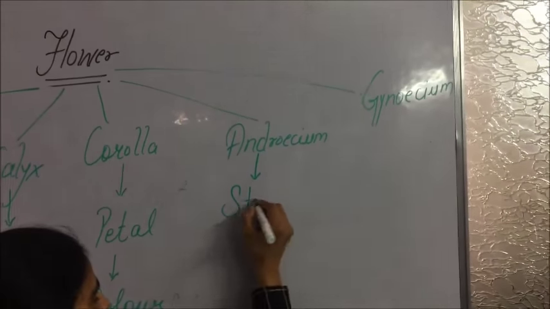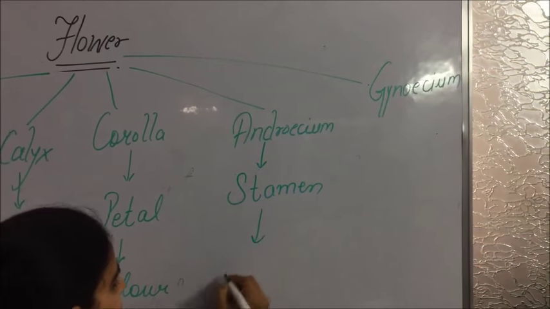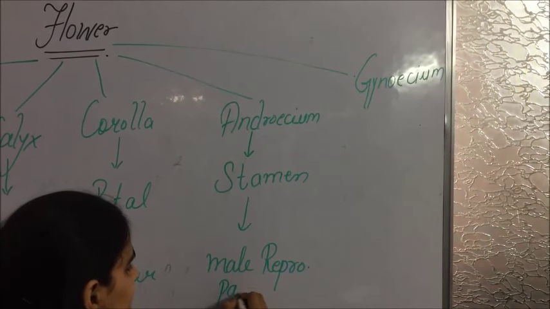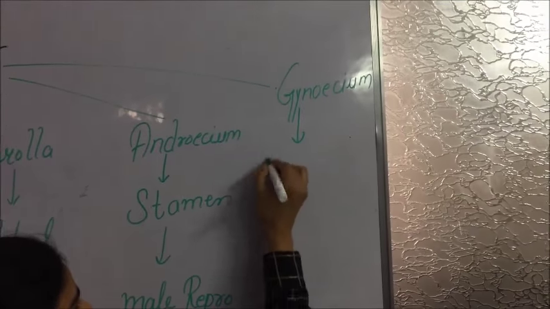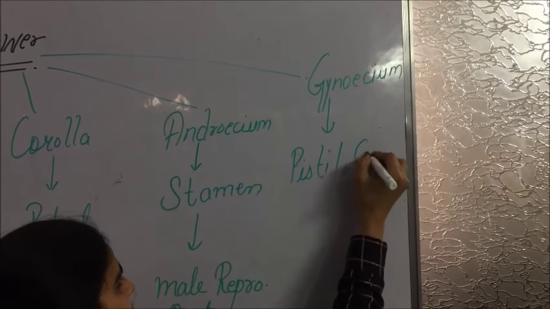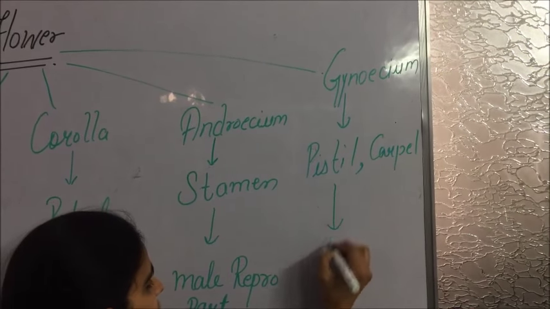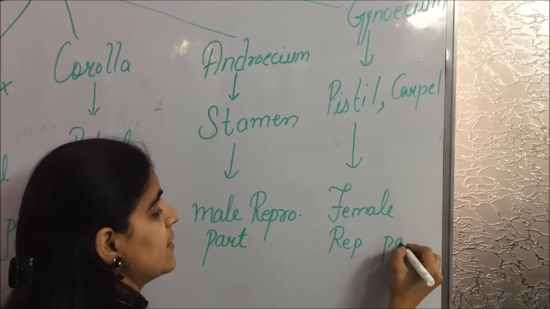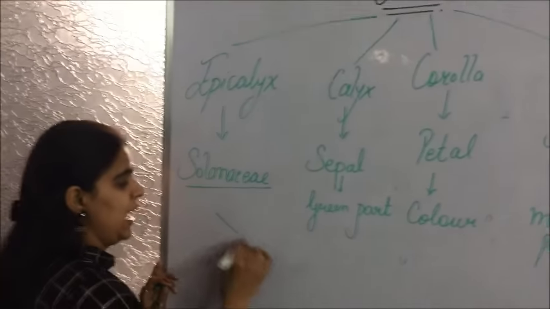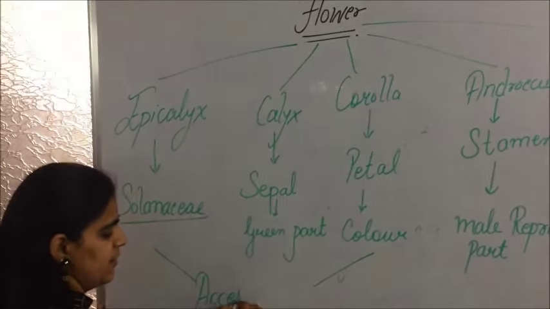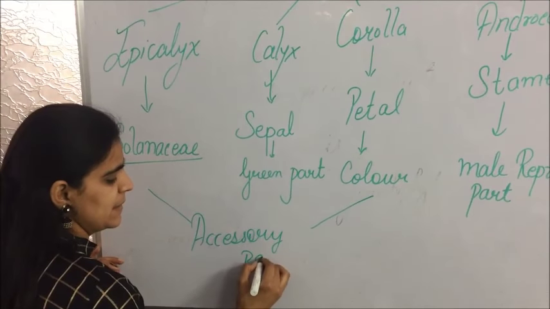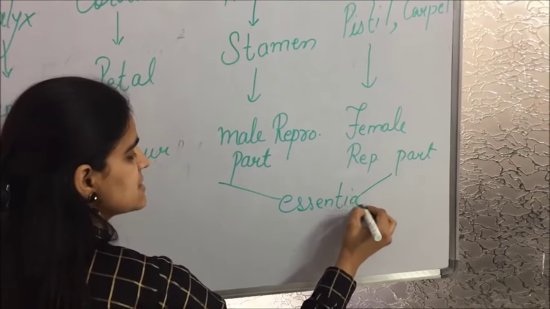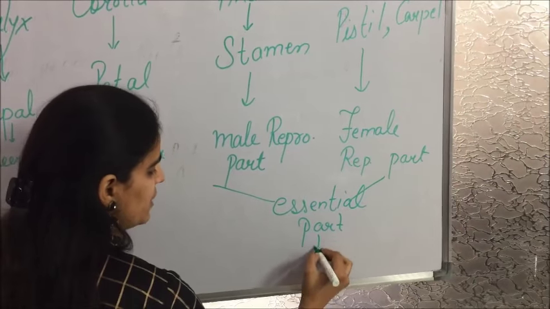Androecium, other name is stamen, commonly called the male reproductive part. The last one is gynoecium, other name is pistil as well as carpel, and this is the female reproductive part. The first 3 are accessory parts of a flower, but these 2 are essential parts of a flower. They help in reproduction of a flower.